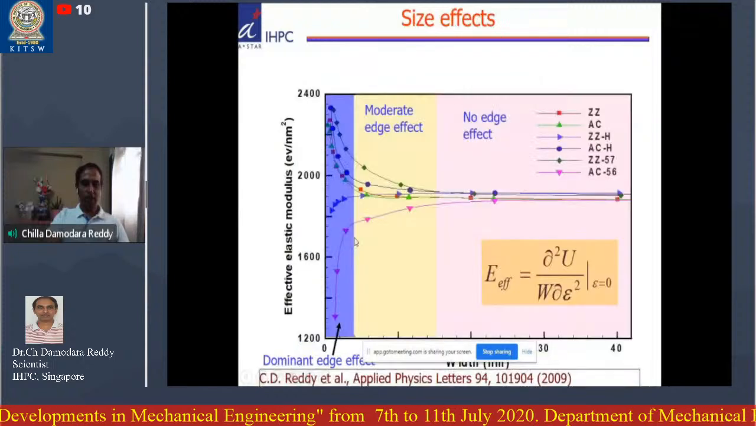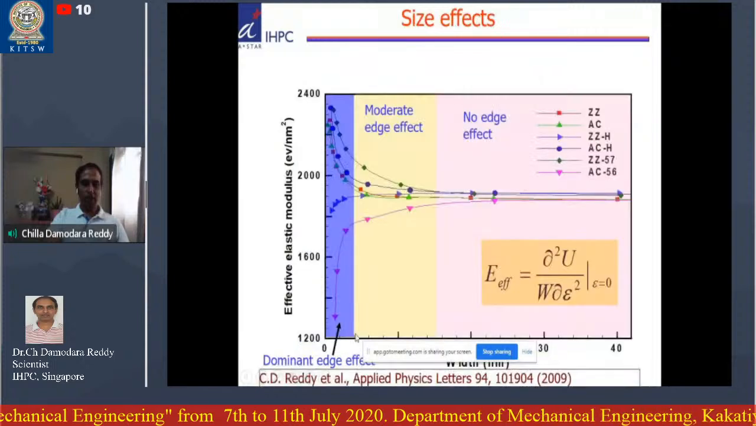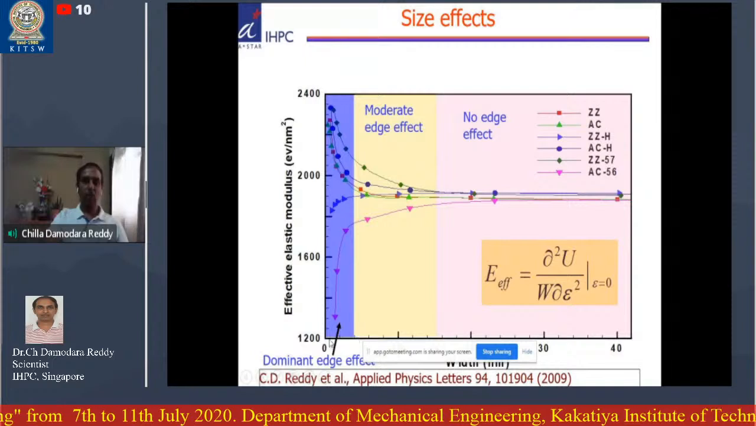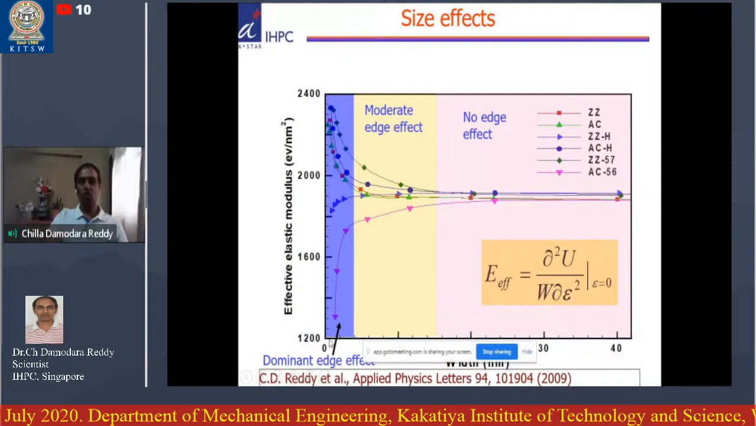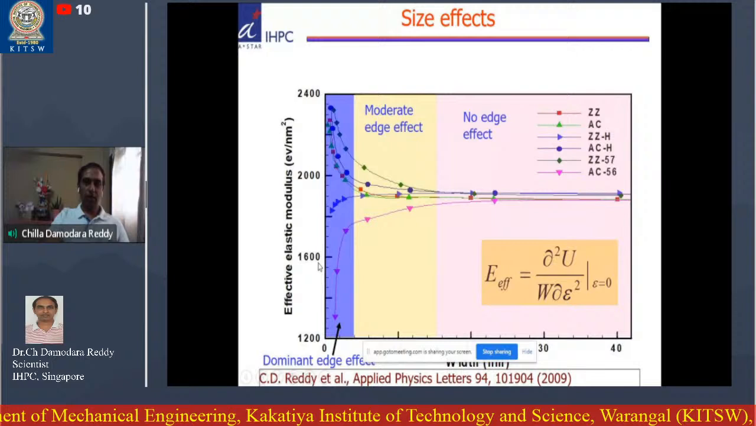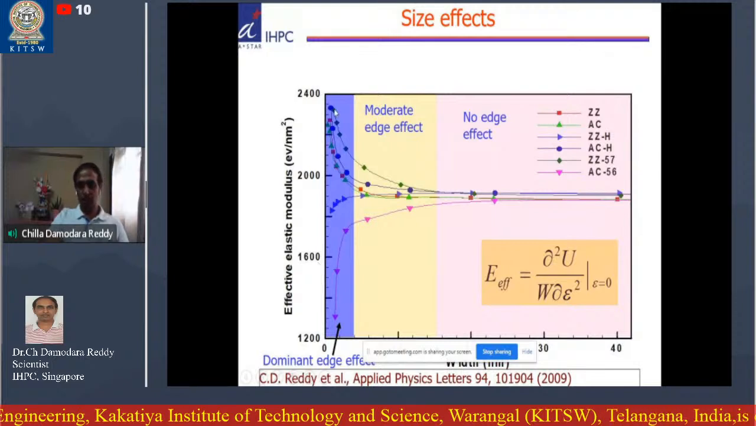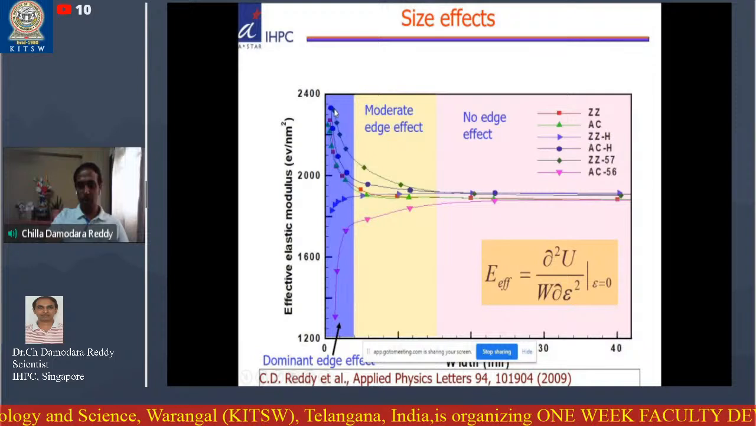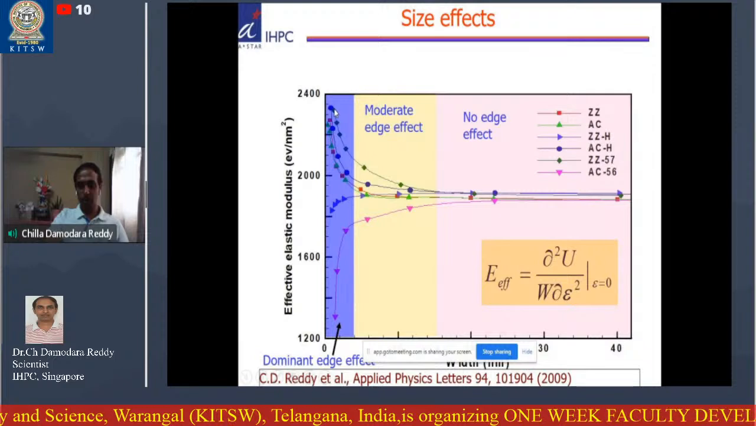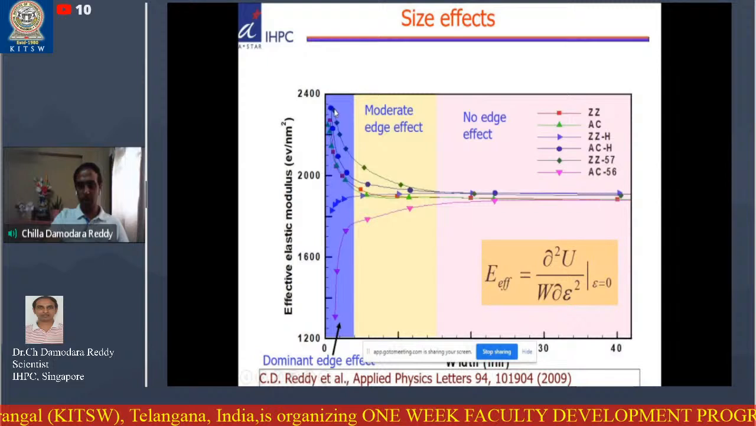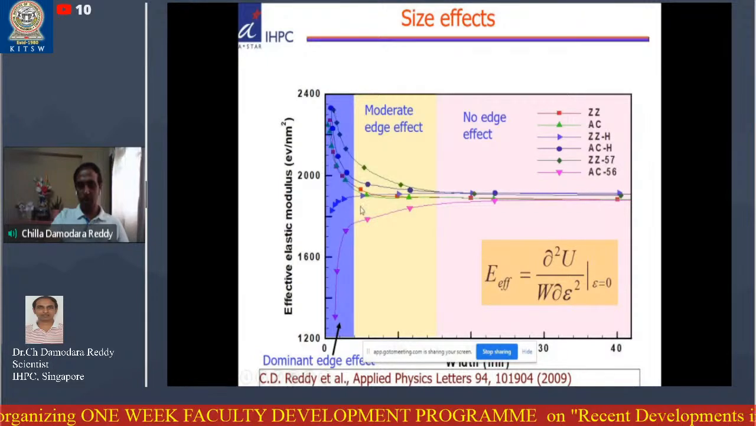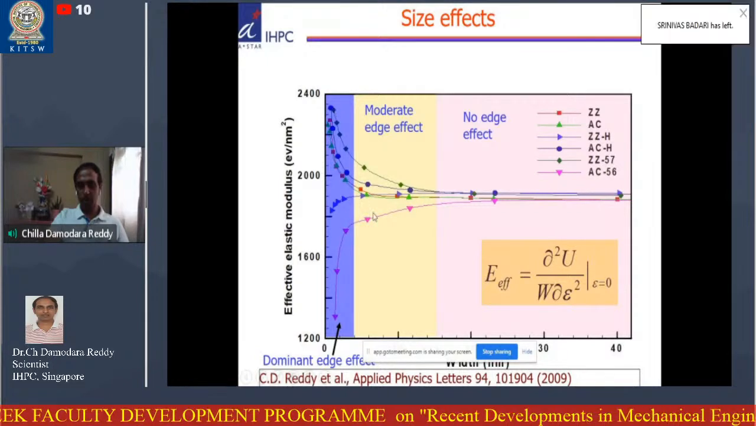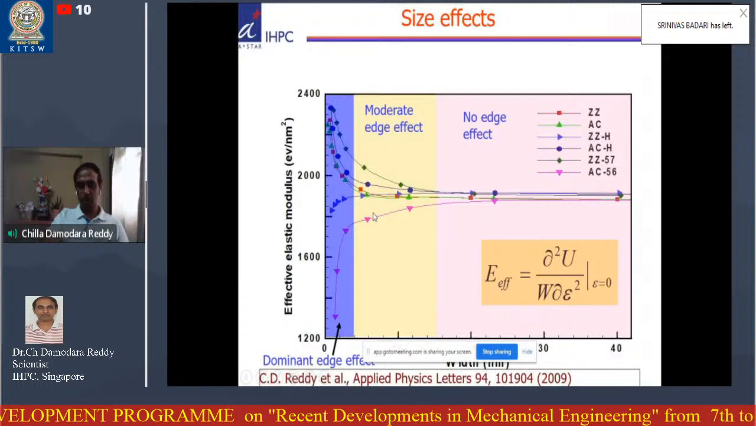So based on this, if you see the elastic modulus at the nano level, that means less than 10 nanometers, then it altered a lot from 1200 to around 2400 electron volts per nanometer square. So this is the effect, because if you consider small pieces of graphene for the electronic structure, you have to consider the edge effect and other things.